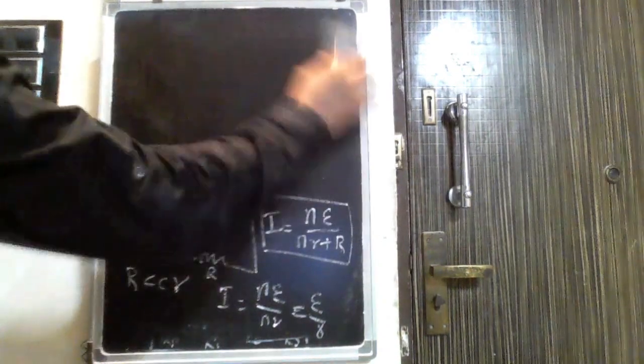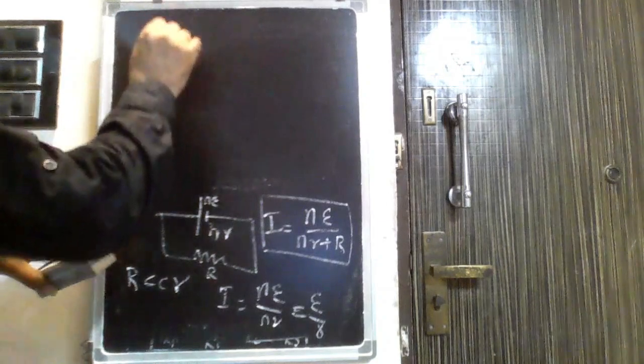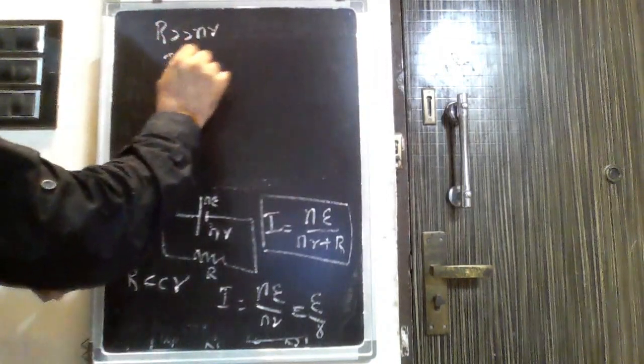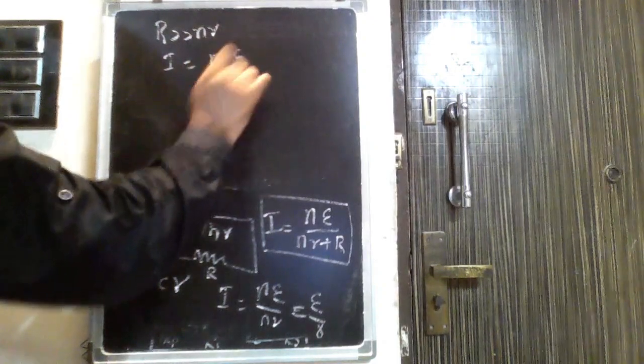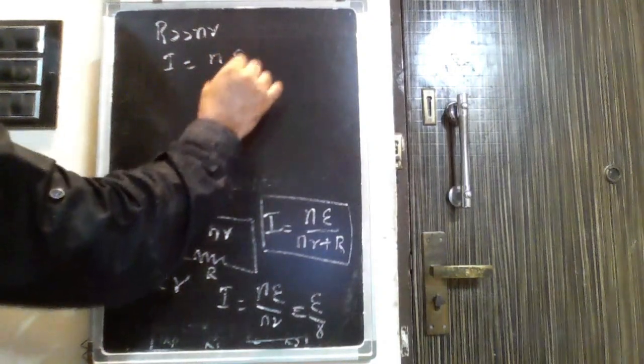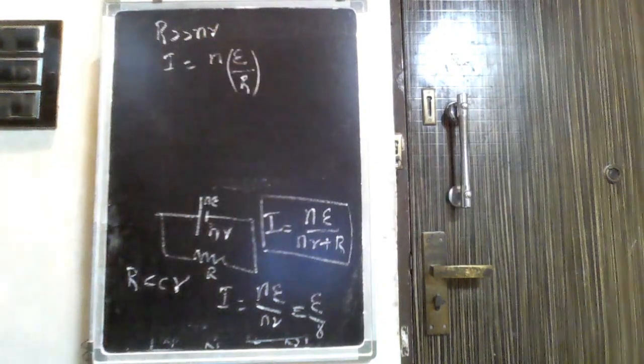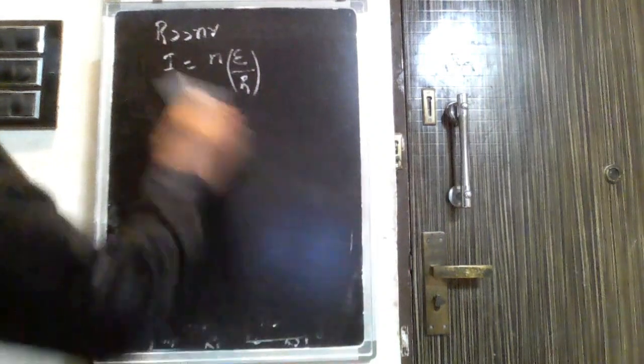On the other hand, if my R is very big compared to nr, nr is negligible, my I becomes nE by R. So it's almost like n cells' value. So this is something you should understand. So it depends on the resistance and this thing.